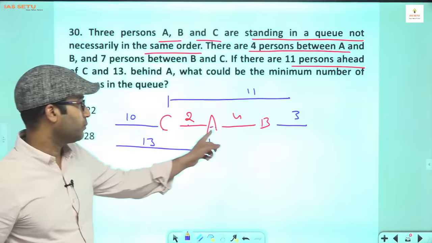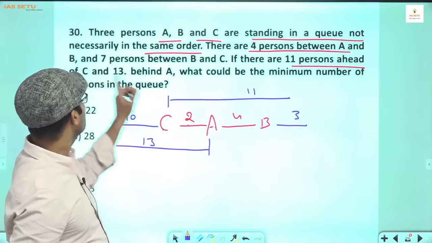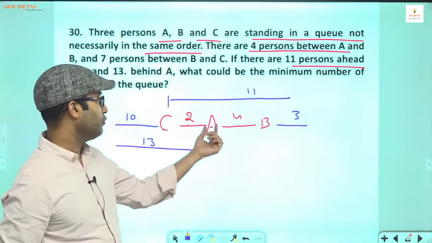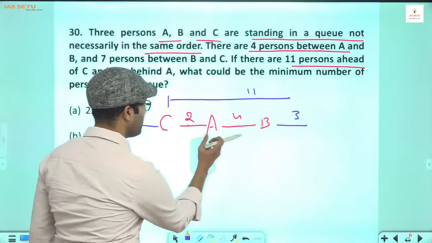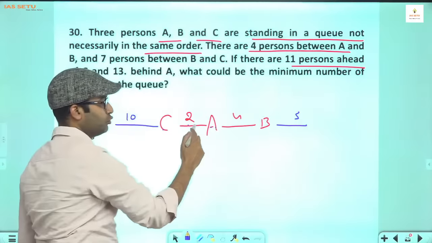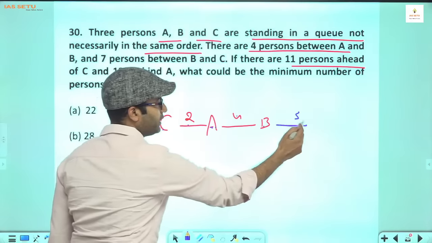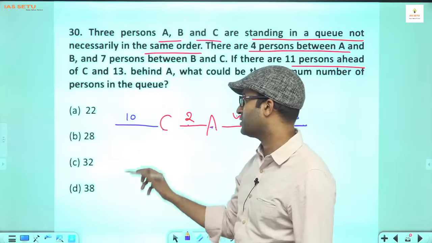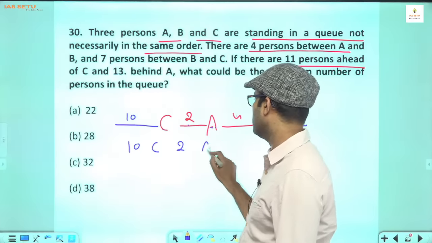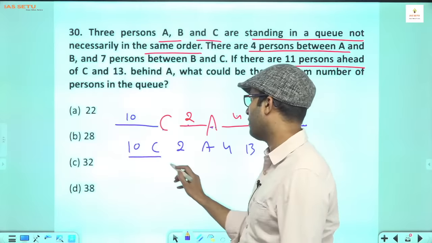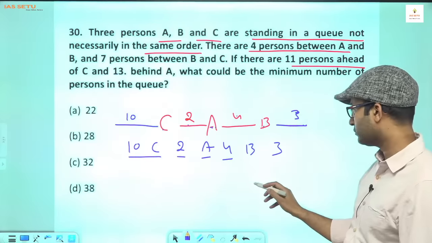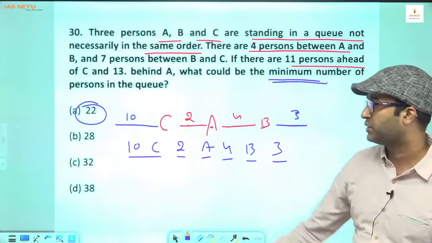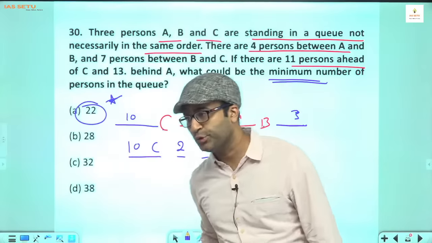I repeat, there are 4 persons between A and B, done. There are 7 persons between B and C. If you take C that side, that gives you the maximum. You take C this side, 4, 5 plus 2, 7. There are 11 persons ahead of C, so you have to take 11: 2, 2 plus 1, 3, 3 plus 4, 7, 8, 8 plus 3, 11. There are 13 behind A, 2 plus 1, 3 plus 10. So 10, C, 2, A, 4, B, 3: 11, 13, 14, 18, 19, 22. So what will be the minimum number? Because of the word minimum number of persons in the queue, the answer is 22.